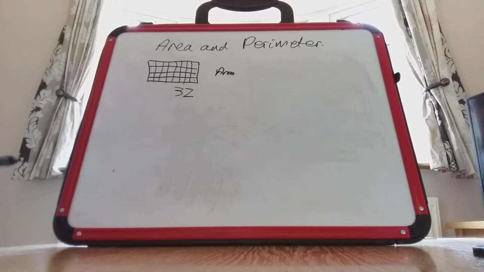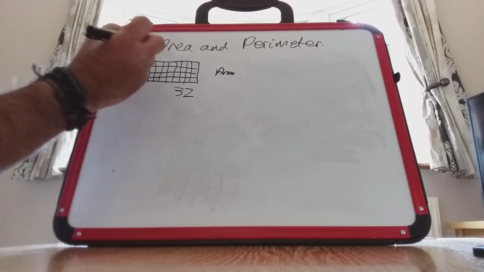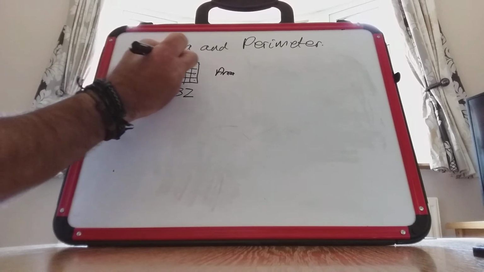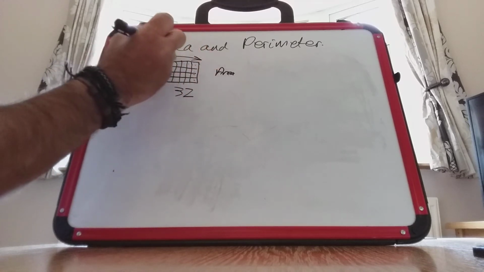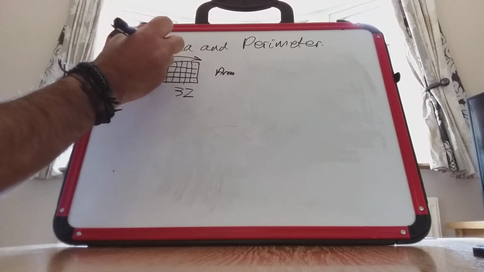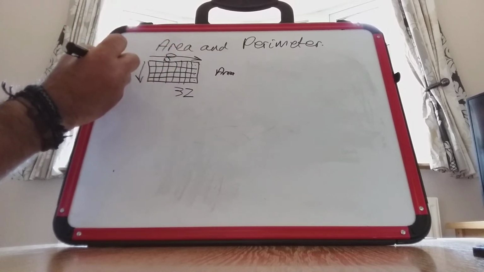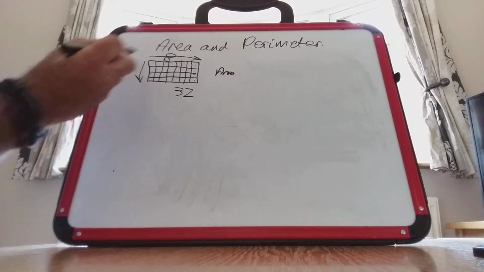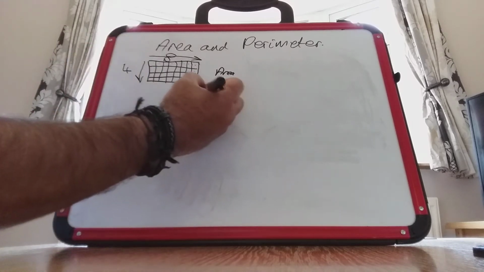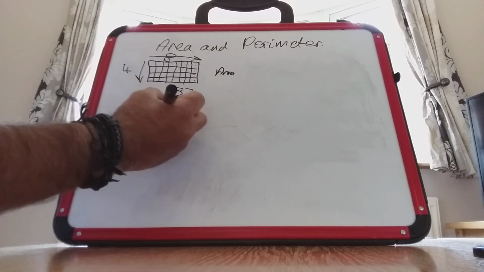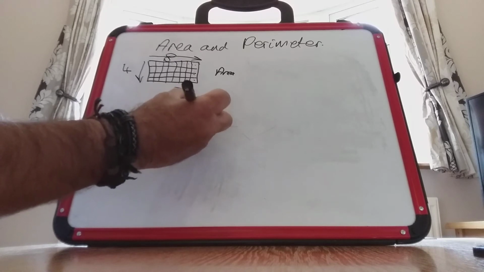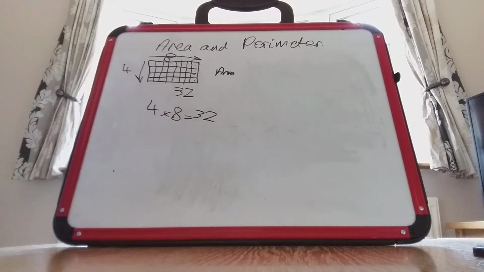But then what some of you will realise is that actually you don't have to count the squares, because all you have to do is count how many squares there are along there, and the answer to that question is 8. How many squares go down, and the answer to that is 4. So there are 4 lots of 8. So 4 times 8 equals 32.